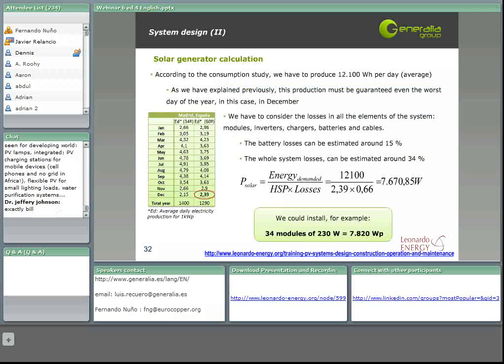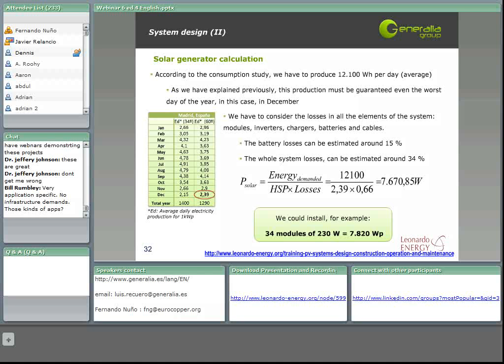For the solar generator calculation, we are going to consider the production that we got in the previous slide of 12,100 watt-hours per day. As we have explained already, we have to guarantee that this amount of energy is being produced during the worst day of the year. For example, in the case of Madrid, this would be in December. So, we consider that we are producing 2.4 watt-hours per day per kilowatt peak installed.